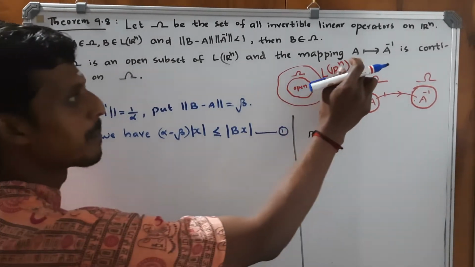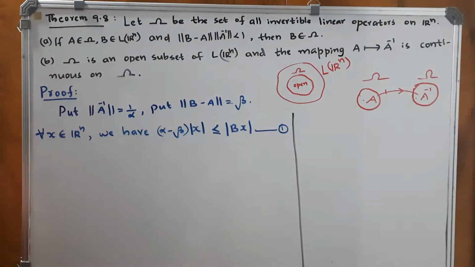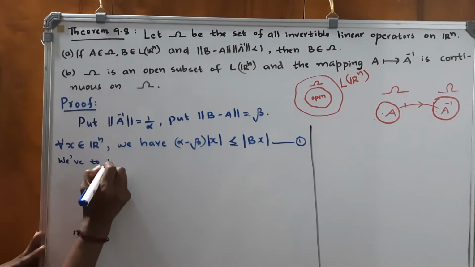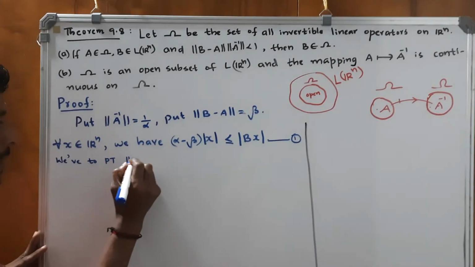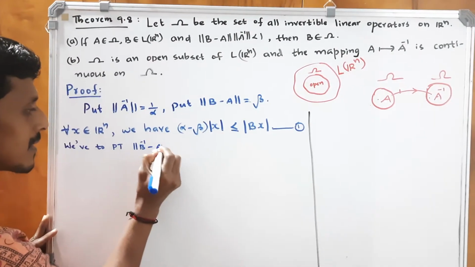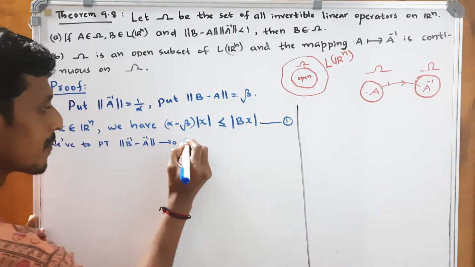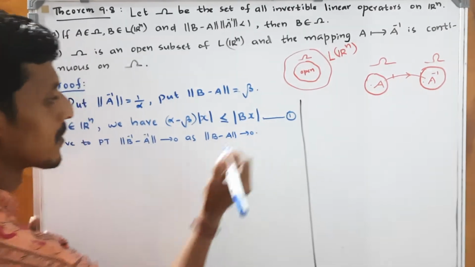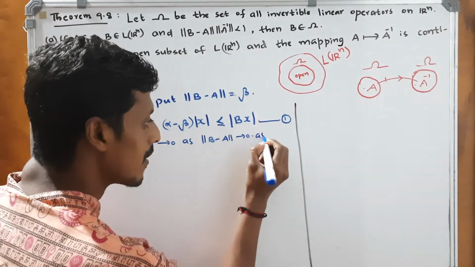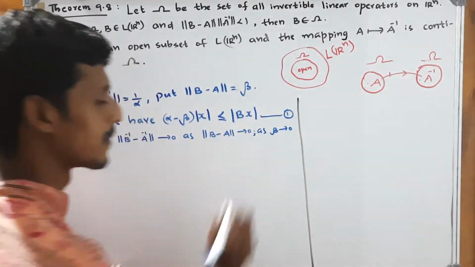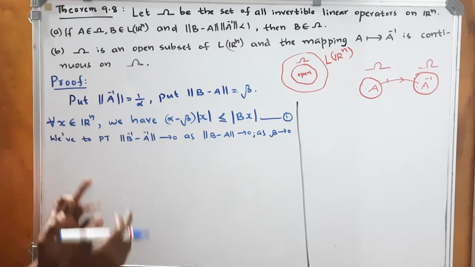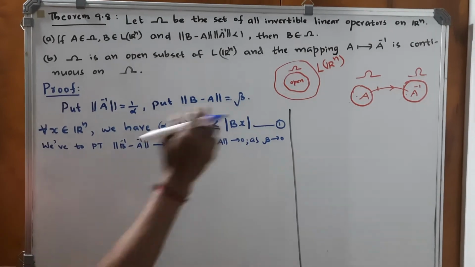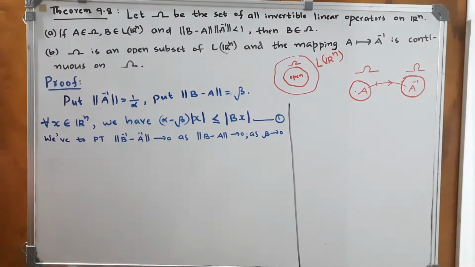So to prove that the mapping which takes A to A inverse is continuous on omega, we have to prove that norm of B inverse minus A inverse tends to 0 as norm of B minus A tends to 0, or as beta tends to 0. So we have to prove that as beta tends to 0, norm of B inverse minus A inverse tends to 0, then the mapping will be a continuous mapping on omega.